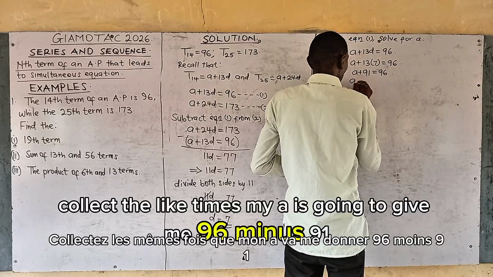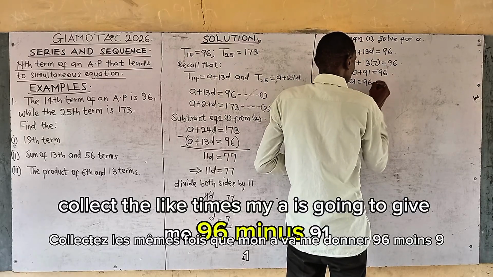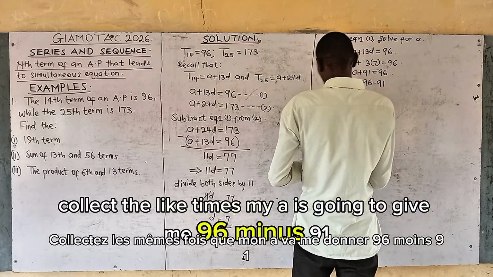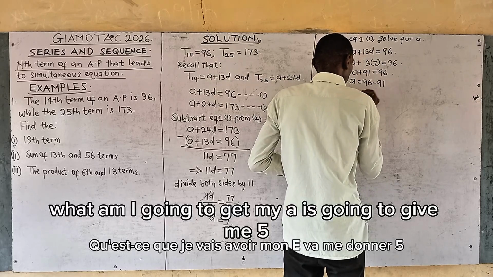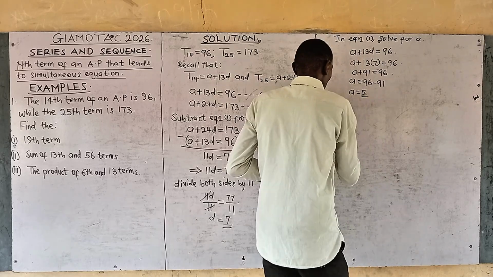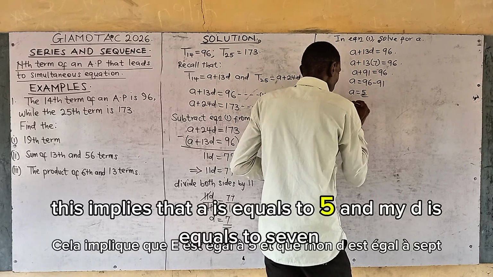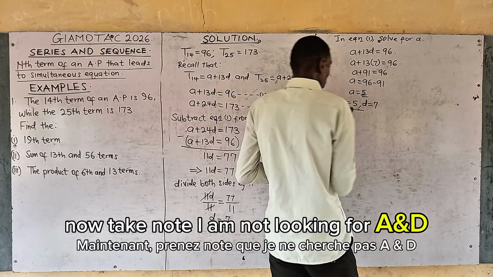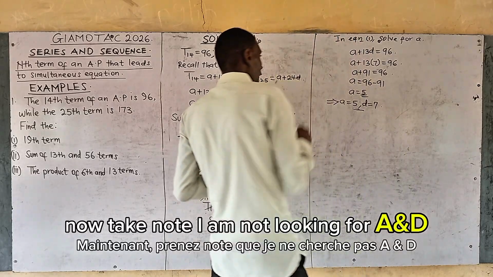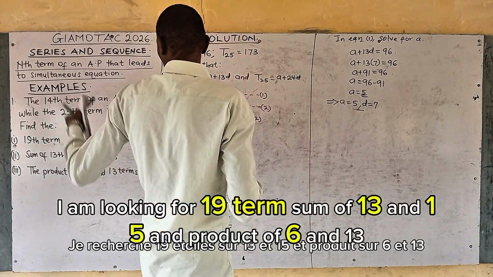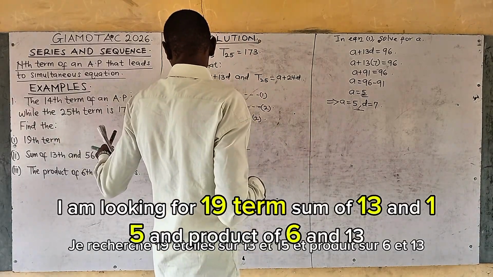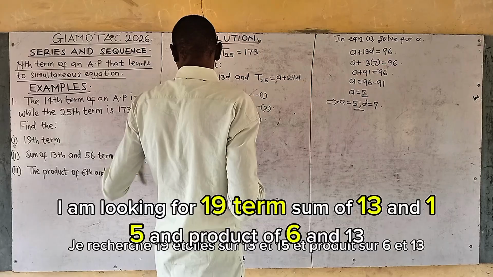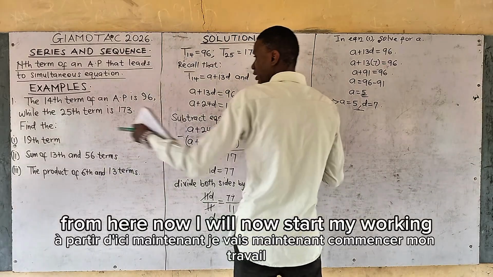Collect the like terms. My A is going to give me 96 minus 91. What am I going to get? My A is going to give me 5. This implies that A is equal to 5 and my D is equal to 7. Now take note. I am not looking for A and D. I am looking for the 19th term, the sum of the 13th and 56th terms, and the product of 6 and 13. From here now, I will start my working fully.